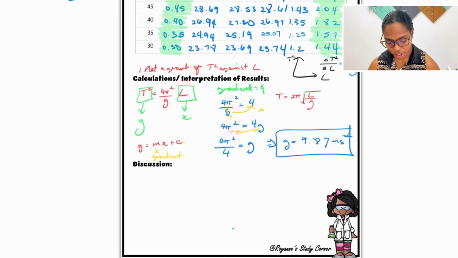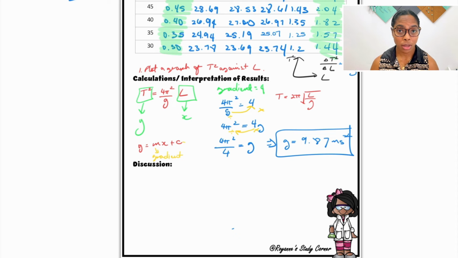So discussion. In my discussion I will say, hey, the period is the time taken for one oscillation, and the aim here was to see how period was affected by the length of a pendulum. And we recognize that the period got larger as the length increases. So notice 30 has a period of 1.2, but when we go up we see a steady increase, and when it was at 50 we have 1.53, which means that as our length increased, our period increased as well.